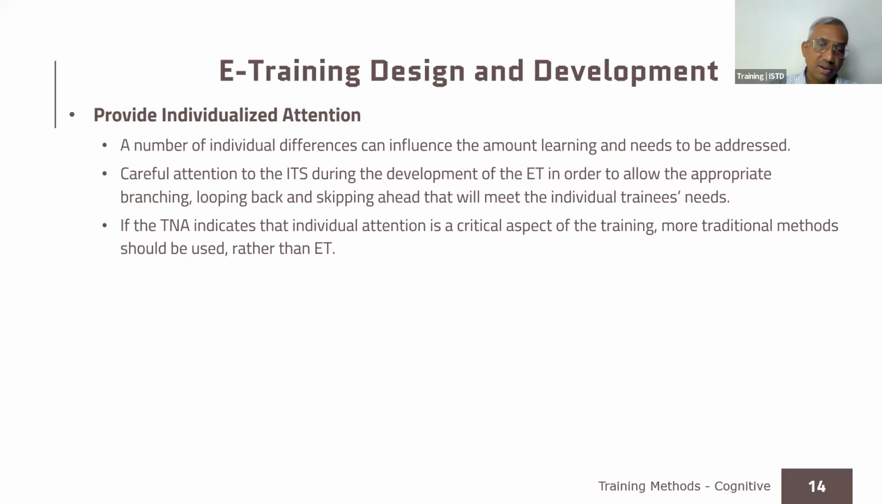In the training context, the training is customized. The system's algorithms will ensure that the trainee is assessed and provided only that content that will be well received by the trainee. So this kind of customization can be easily accomplished in a well-designed electronic training model, and that will help the trainee to be more effective in his learning. So careful attention to ITS during the development of ET is needed in order to allow the appropriate branching, looping back, and skipping ahead that will meet the individual training needs.